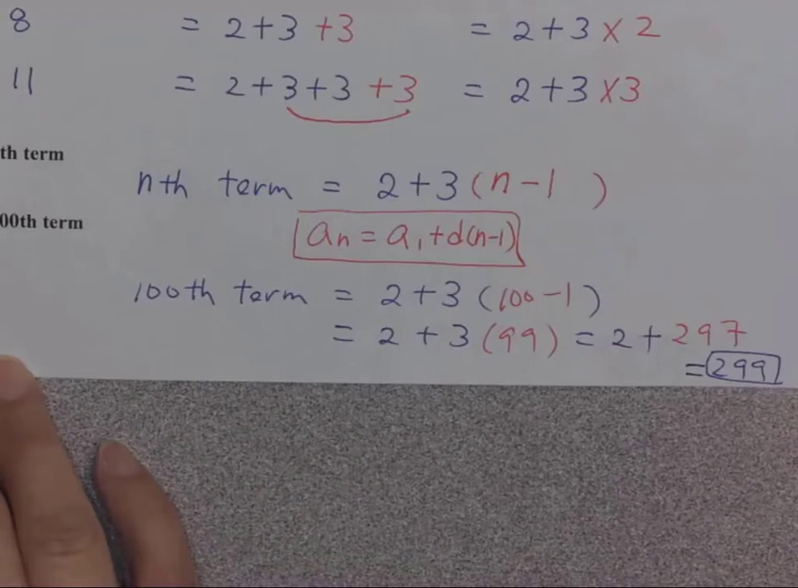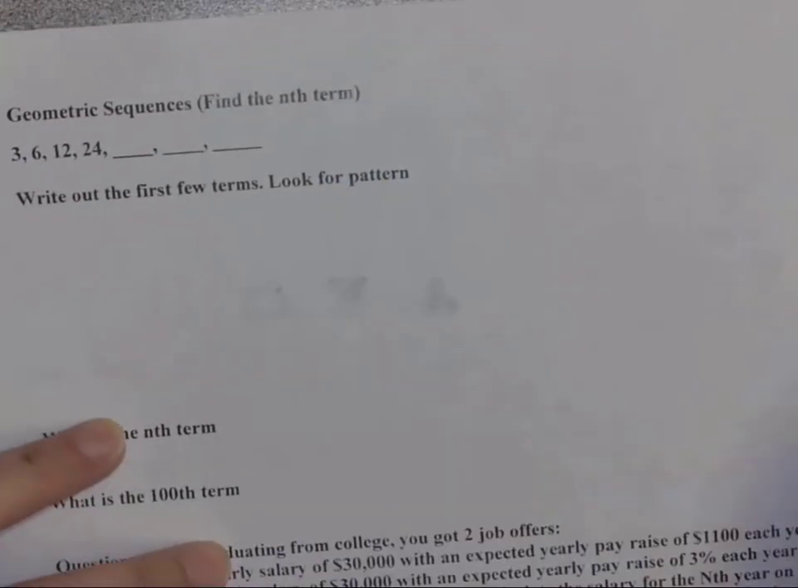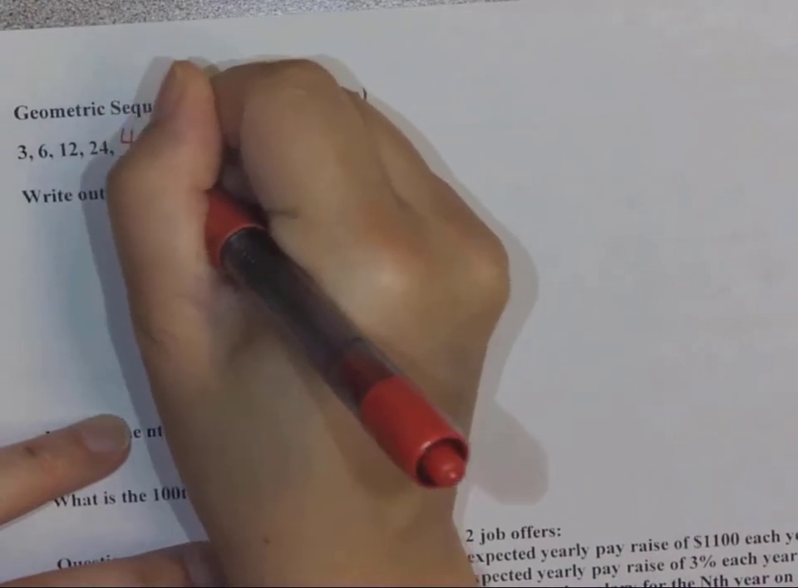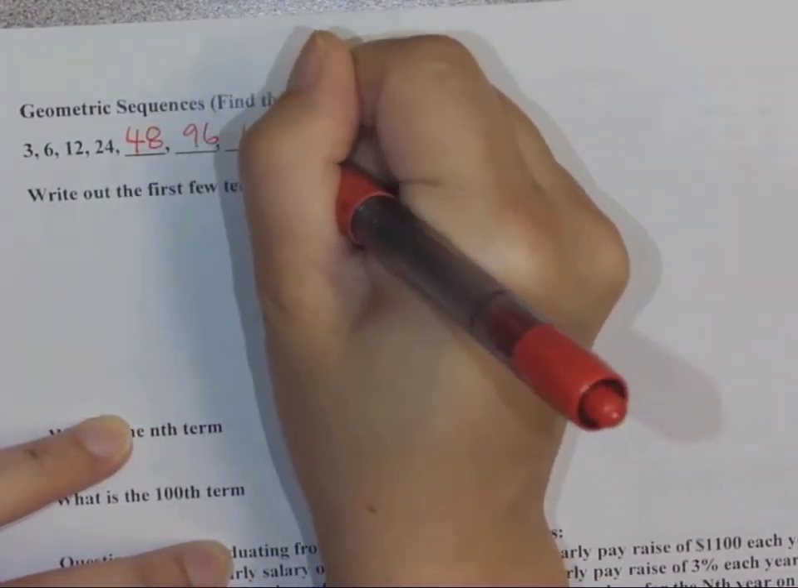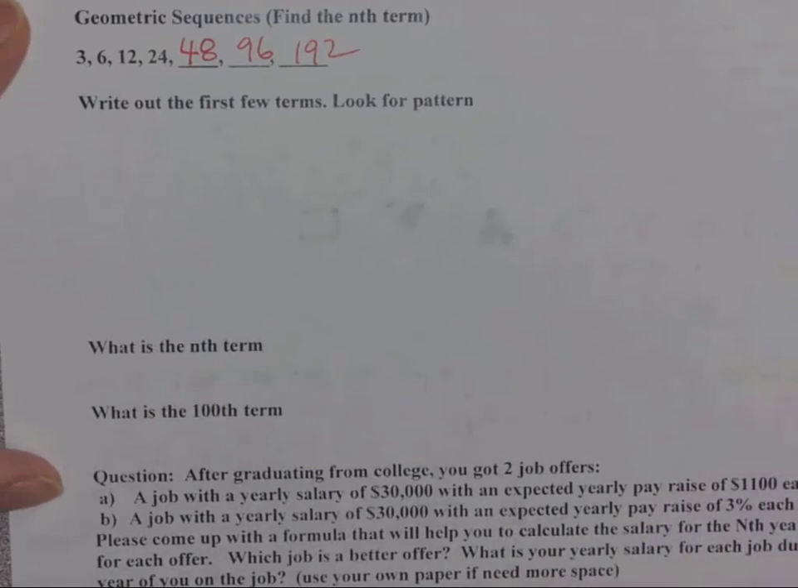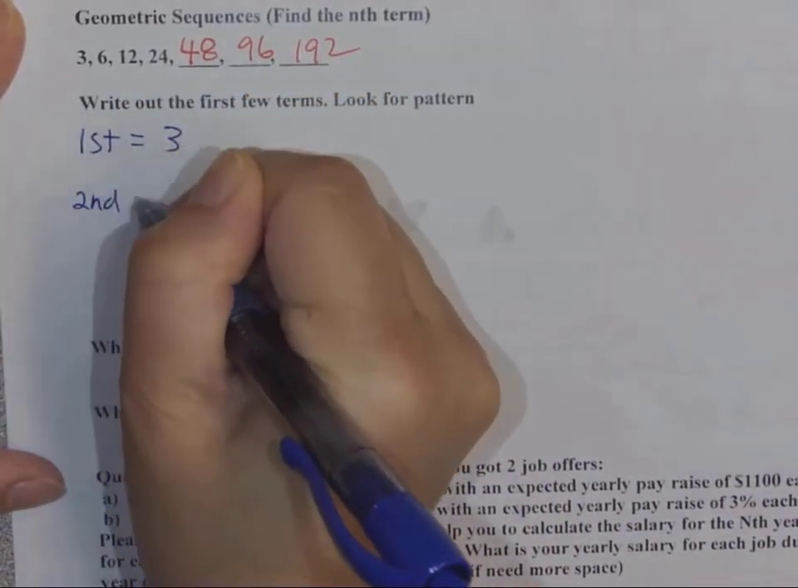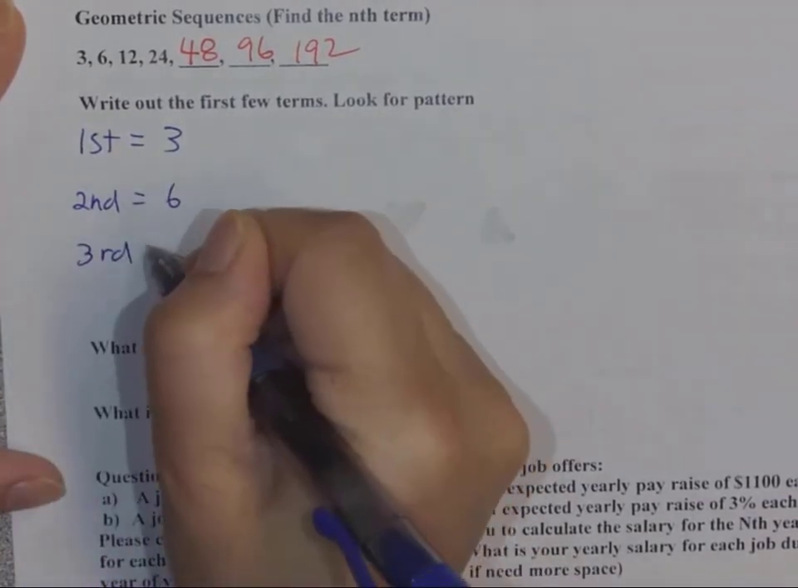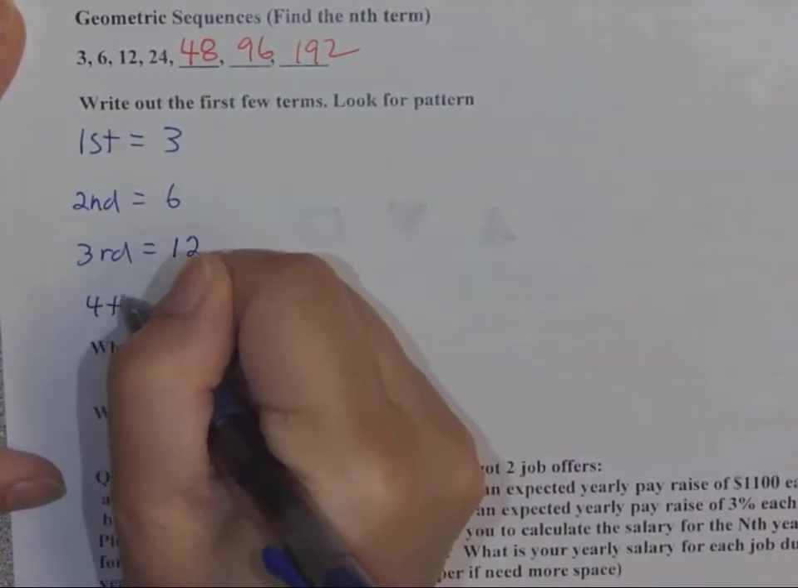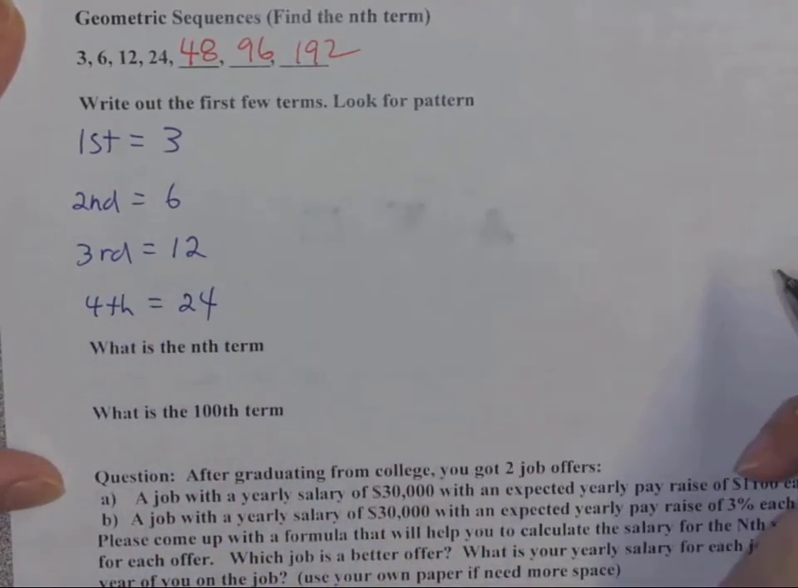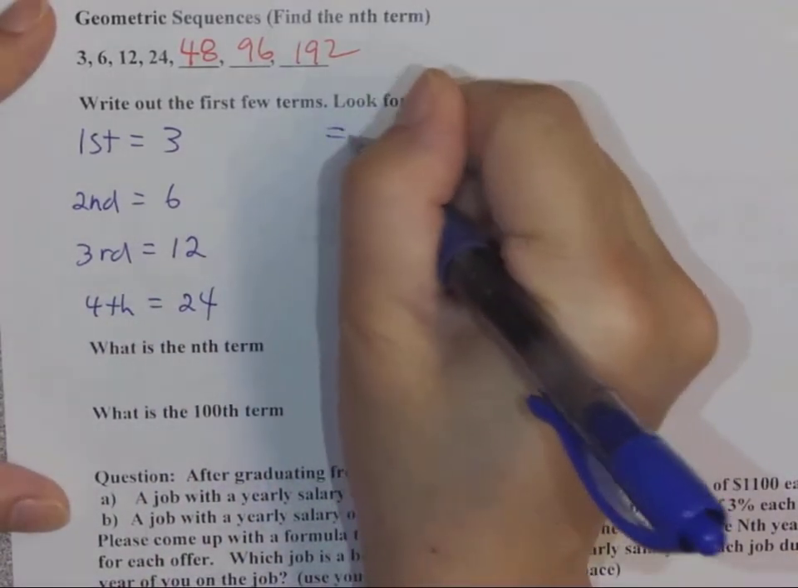So the next one, we're going to the geometric sequence, which we did one earlier. So we have those numbers, right? We're going to fill out those numbers on that geometric sequence. And we had 48, 96, and 192. So we're going to do the same thing. We try to analyze it a little bit. The first term is 3. Second term is 6. Third term is 12. Fourth term is 24.